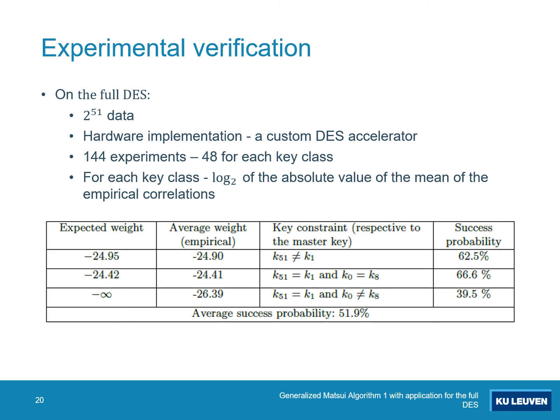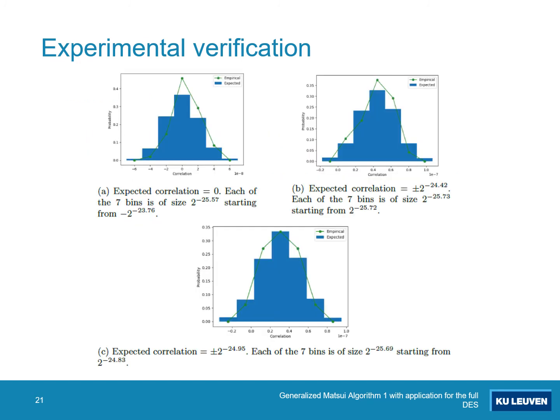We also computed the success probability that a master key of each class is correctly distinguished. The success probability for each class can be observed in the last column. We went a step further in the interpretation of our results, and we plotted the distribution of the empirical correlations from the experiments, which are marked with green. We then compared them against the histograms of the respective expected values, which are marked with blue.